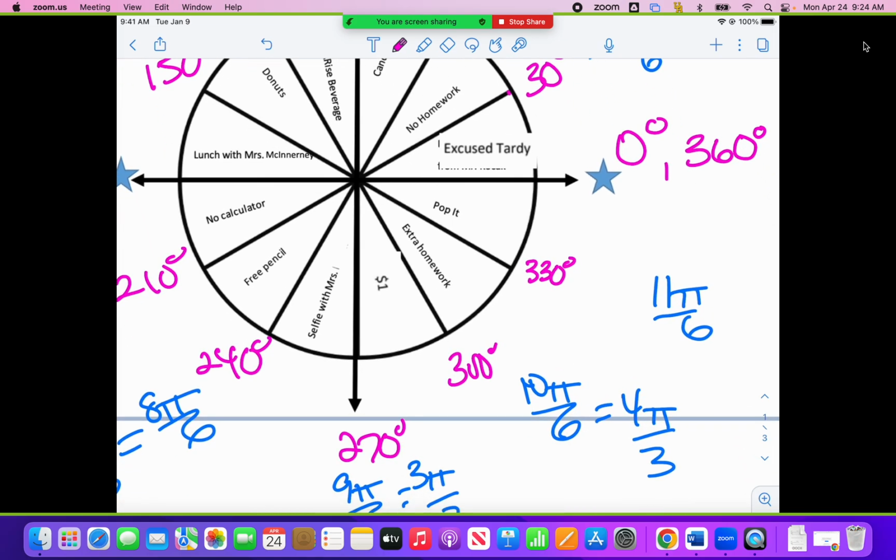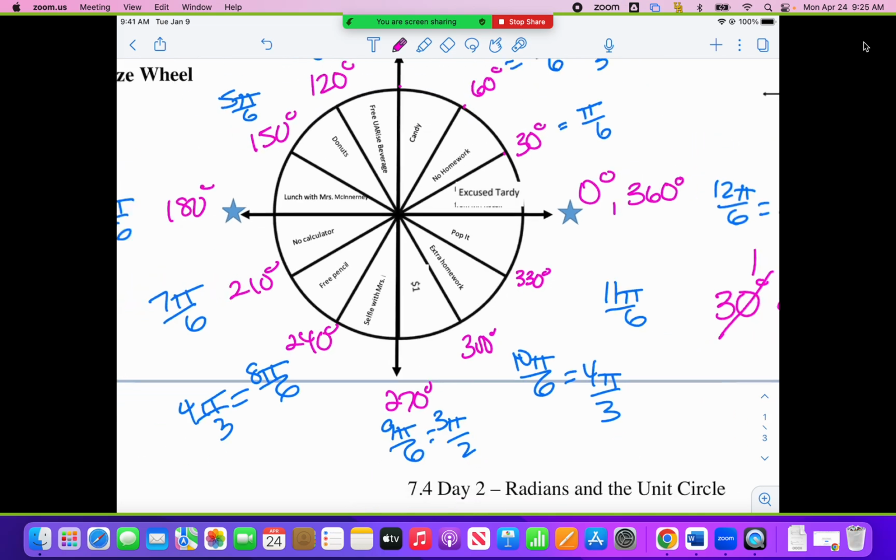Brennan, between what two? Okay, 300 degrees and 330. So what's going to be the smallest that you could spin and still win that prize? And I love how you answered it. Okay, we want to do this in radians, so it's 4 pi over 3.